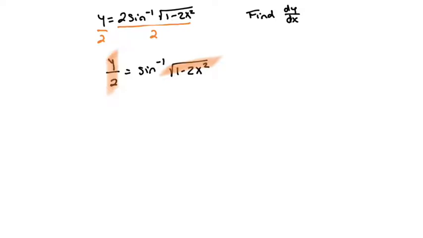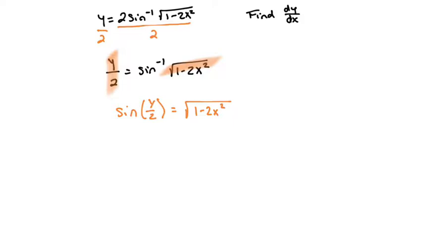So now that I know that this is switching around the input and the output, I can write this as sine of y over 2 is really going to be equal to the root of 1 minus 2x squared, because I'm just flipping around my inputs and outputs. And this is something that I can take the derivative of with respect to x.